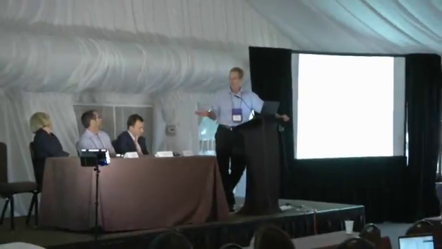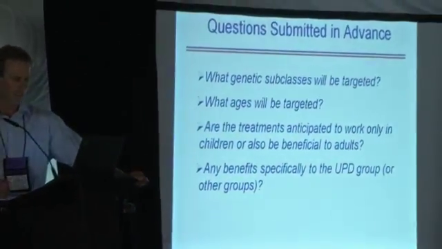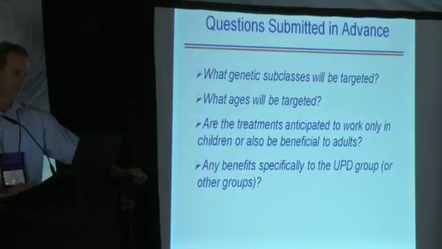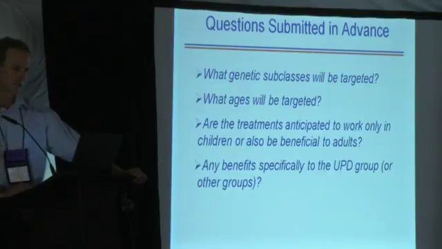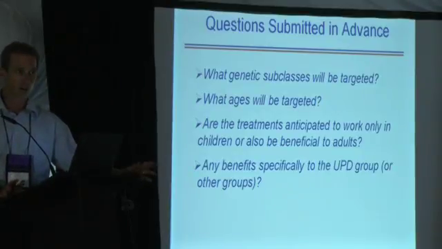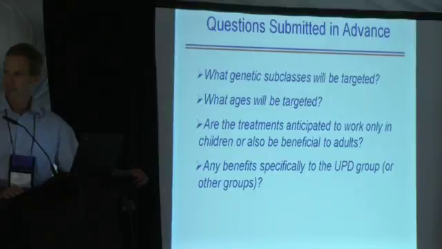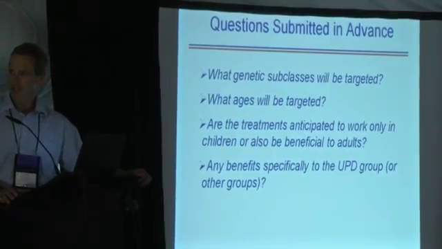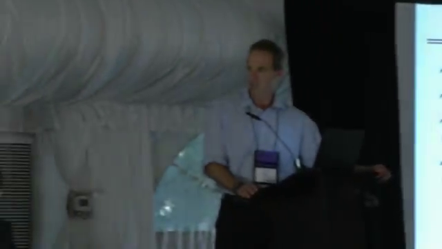So let me start with some of the questions. The first set of questions are shown here, and I've tried to group these into cohesive units that flow together. If the panel wants to take some of these, the first question was: what genetic subclasses will be targeted? Matt, I think you mentioned that in your case, we're pretty much targeting all the different genetic subclasses. Eugene and Jody, what are your thoughts on the different genetic subclasses? We'll be targeting the deletions to start with.